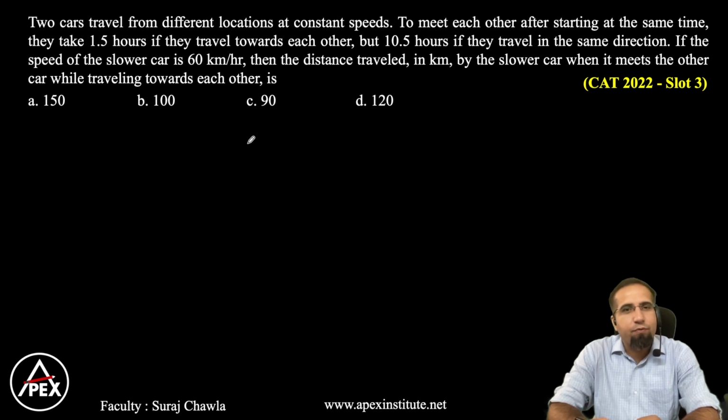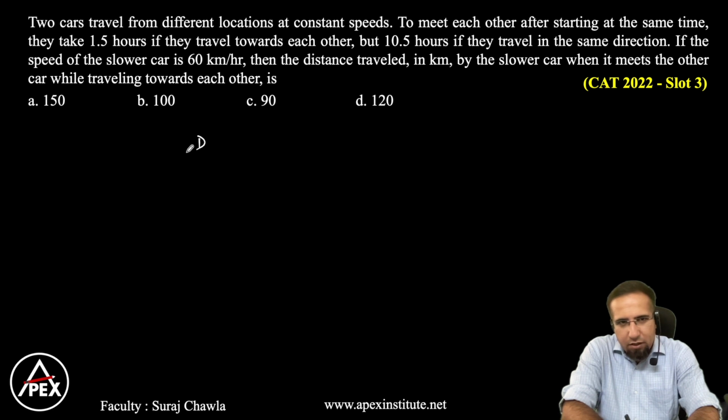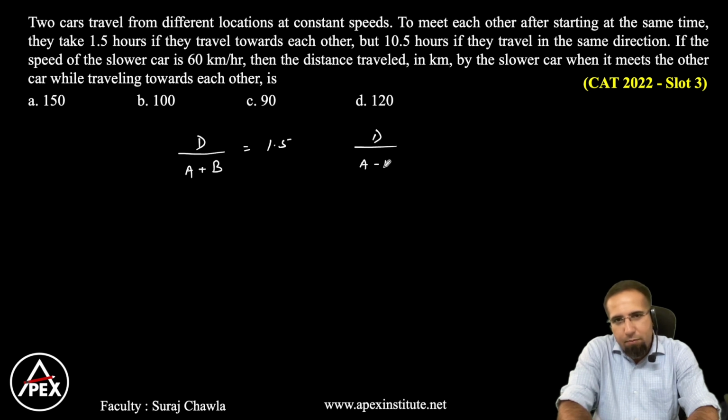Now, two cars travel from different locations at different speeds, okay, at constant speeds. To meet each other after starting at the same time, they take 1.5 hours if they travel towards each other. Now again the same logic. So let's say distance separating them is d divided by, let's say, car A plus car B, because they're moving in opposite direction, and this becomes 1.5 hours. Clear? And if they travel in the same direction, it takes 10.5 hours, that means d divided by A minus B is equal to 10.5 hours.